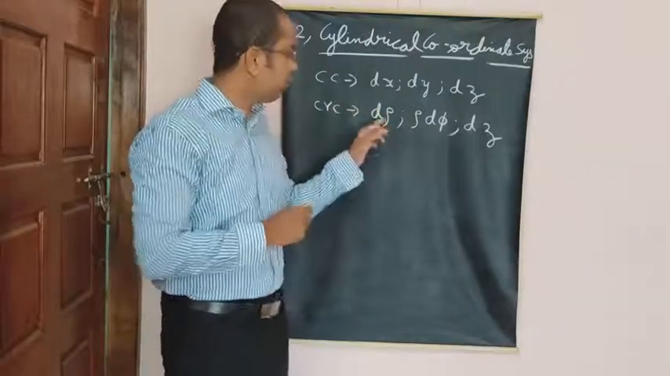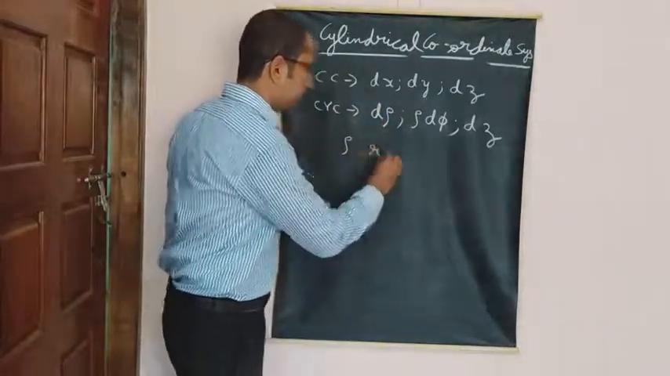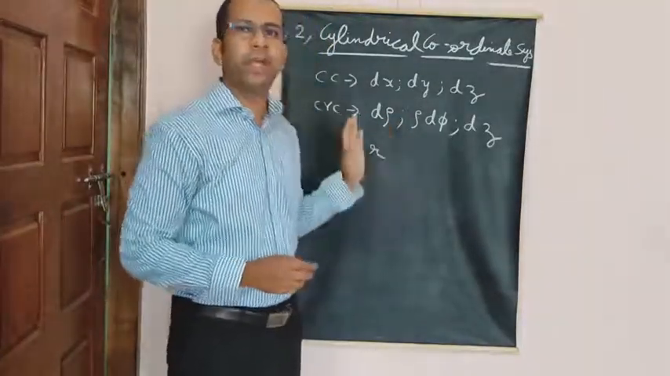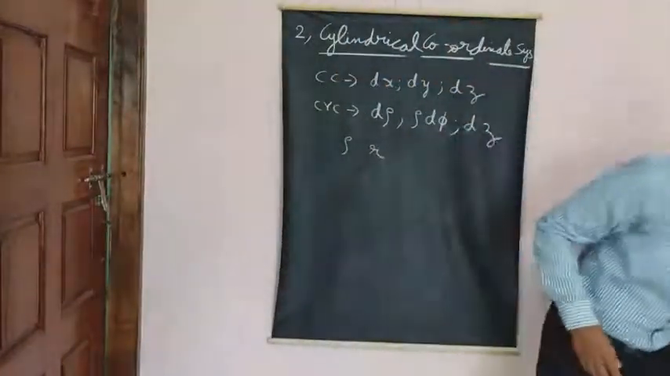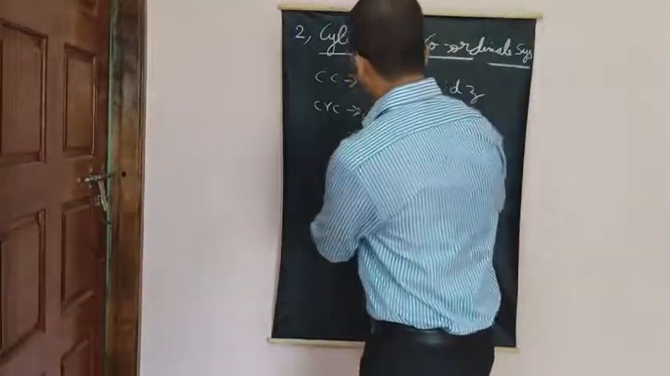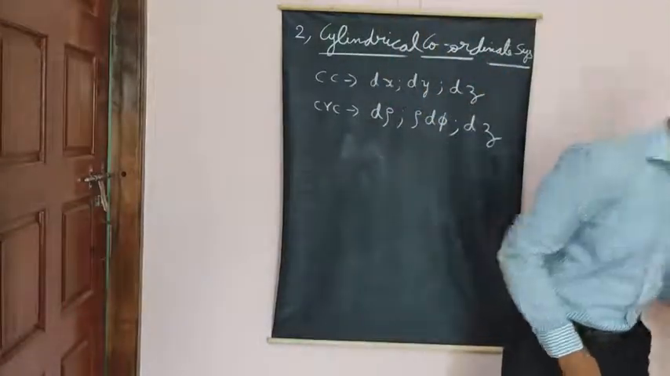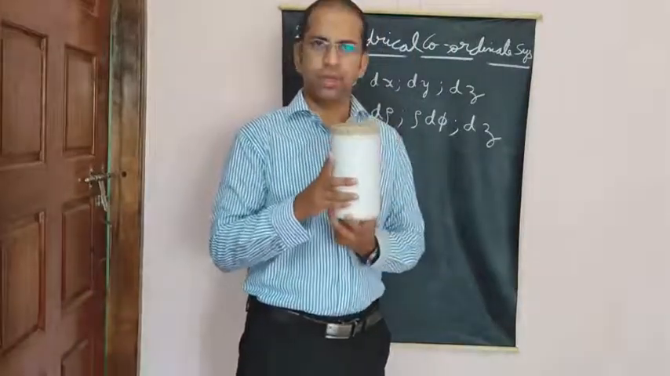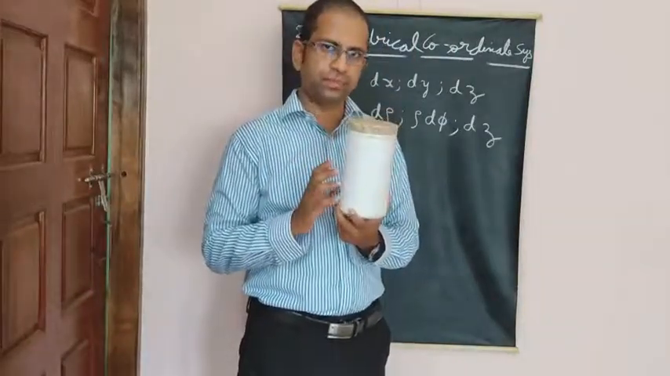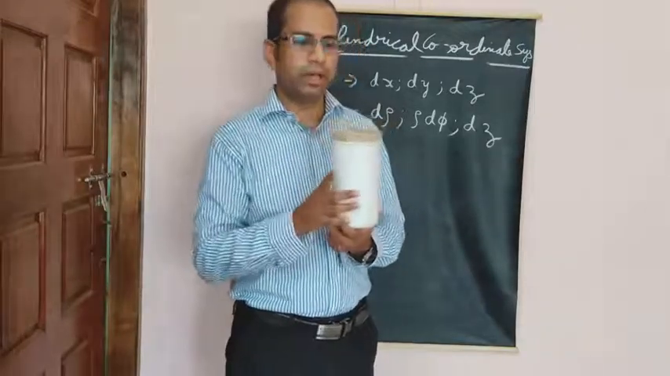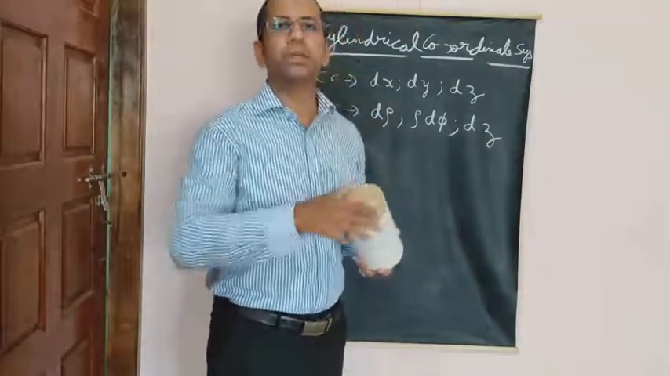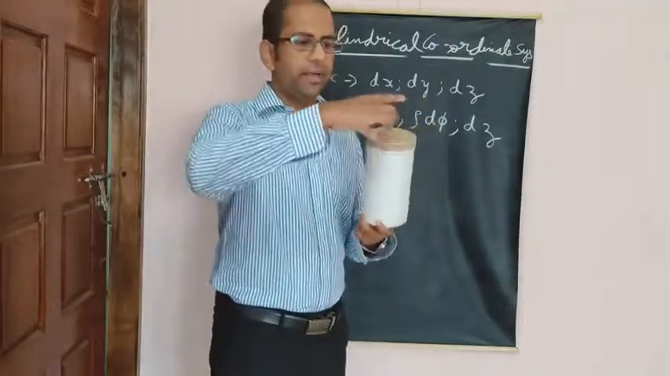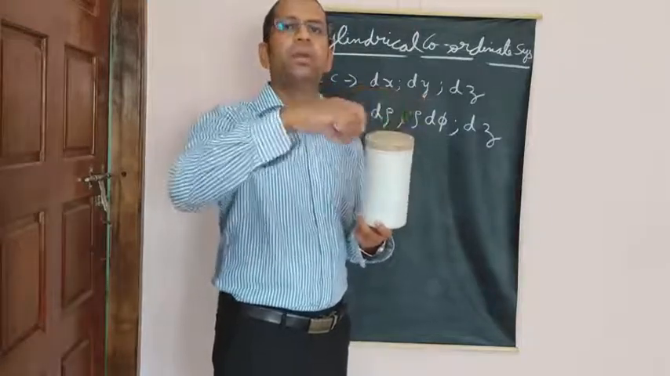Some textbooks, instead of rho, have taken it as r. But in the spherical coordinate system you will also have r, so to avoid confusion, I am taking rho. Now let's talk about the cylindrical coordinate system. Obviously everyone has seen a cylindrical system, a cylindrical box. As you can see here, this particular portion is in the form of a circle. This is the height, and from any particular point you have to take the angles.